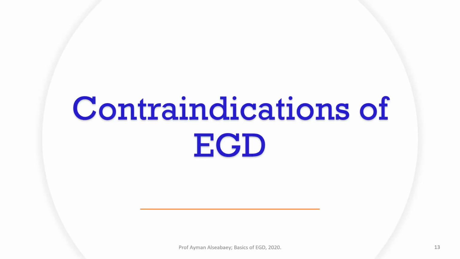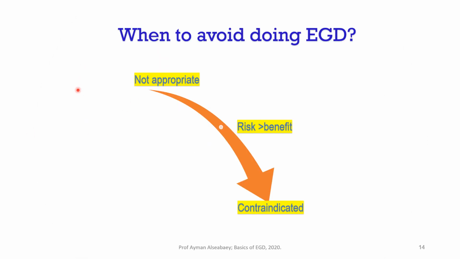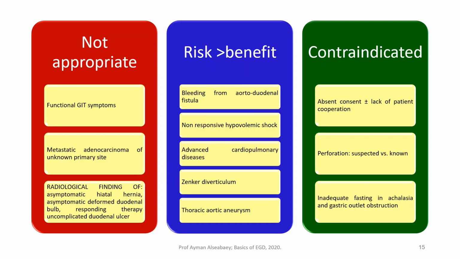Okay. What are the contraindications of endoscopy? When to avoid doing endoscopy? There are three concepts which should be put in your mind. It may be that endoscopy is not appropriate, maybe the risk is more than the benefit, or doing endoscopy will not change the plan of management, and it may be contraindicated. These are from the American Society for Gastrointestinal Endoscopy.